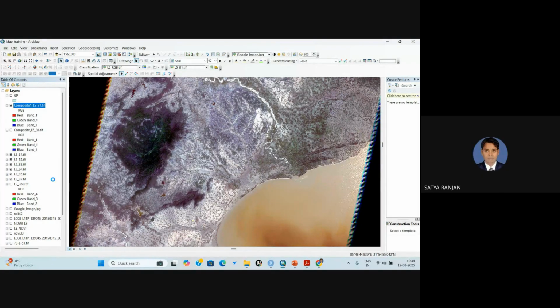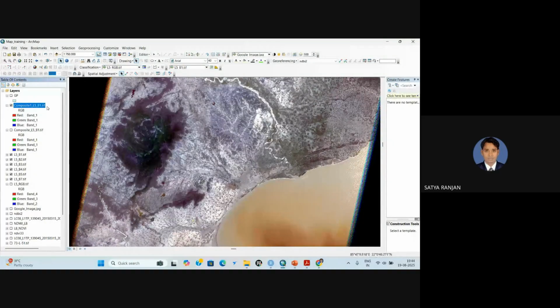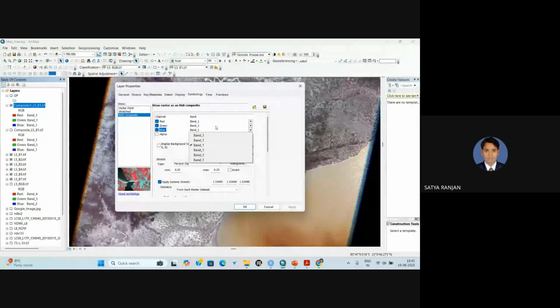When we open the properties, these are the five bands. Their names are just band one, band two, and so on, but generally all these bands are created by default as band one. How do you distinguish them? The naming is given by default as band one, but they are different bands. All these five are different.